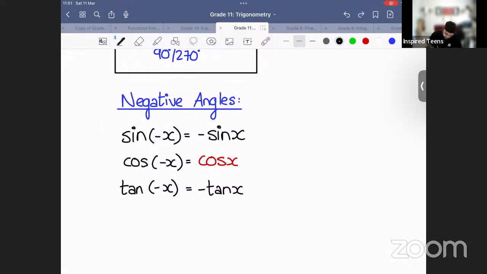Okay. However, for sine negative x, that becomes negative sine x. For tangent negative x, we can simplify that to negative tangent x. For cos, on the other hand, cos negative x is just equal to cos x. Okay.